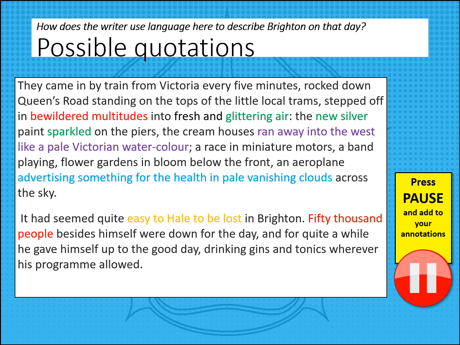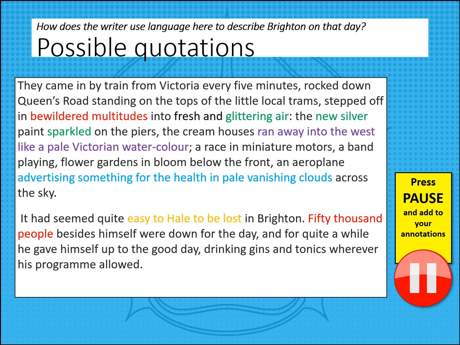The adjectives glittering, new and silver, and the verb sparkled all suggest something glamorous, even precious. Could glittering air be almost heavenly? The simile, like a pale Victorian watercolour, suggests a dreamlike, traditional, but ultimately unreal setting.